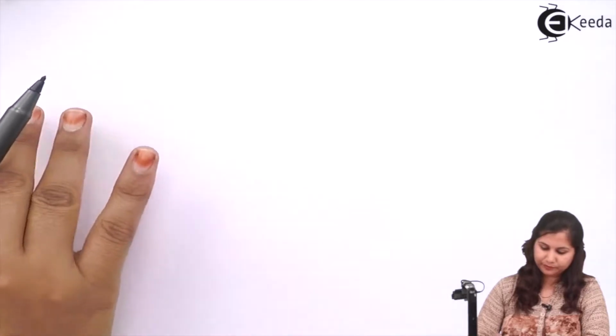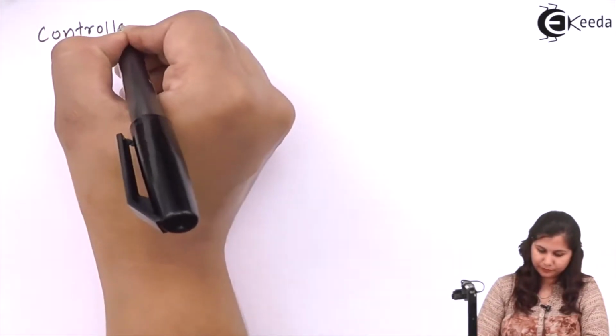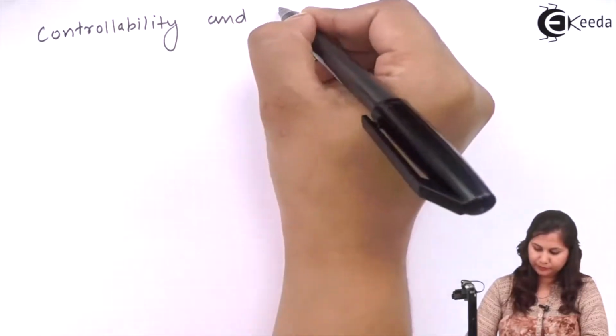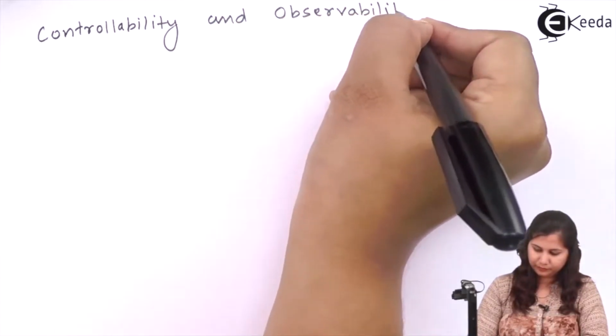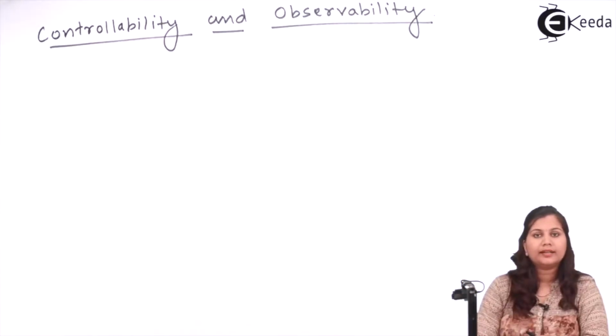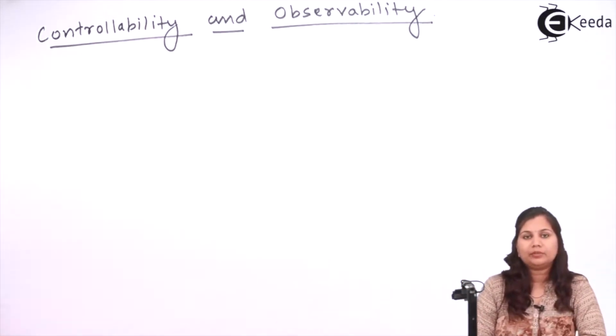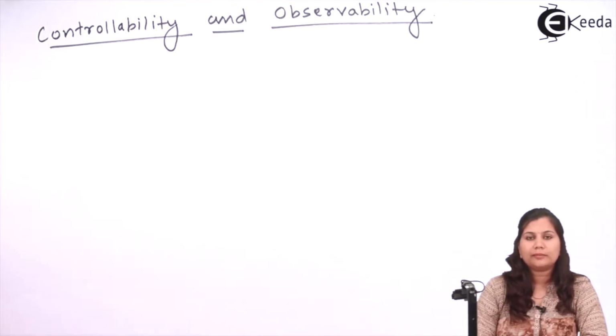The two important terms of the control systems: first is controllability and second is observability. So let's start with our topic. In control systems, we deal with various types of systems. So a control engineer must have the ability to control and observe the systems.